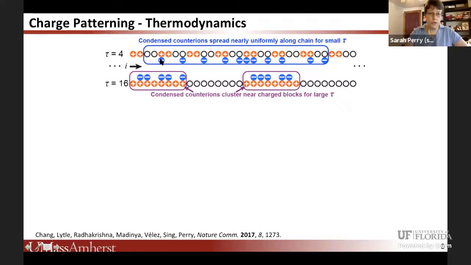But if you look at this, there are a lot more degrees of freedom for these ions on these smaller charge patterns than on these blockier patterns. And so the initial entropic states of these two polymers are different. And that's what gives you the difference in the phase behavior.